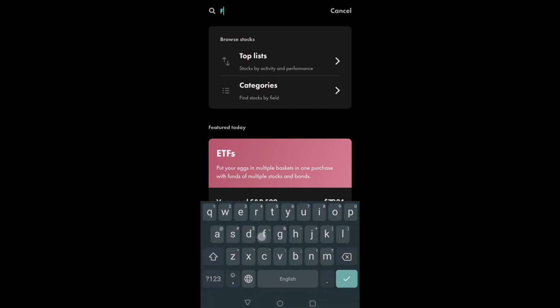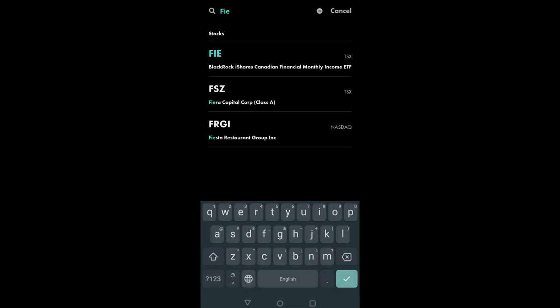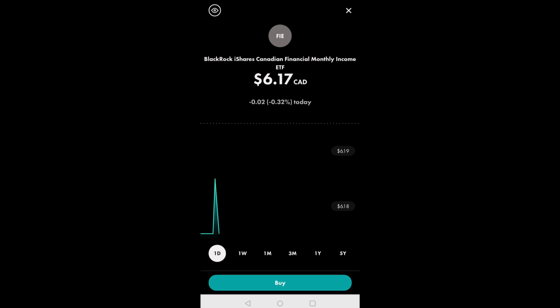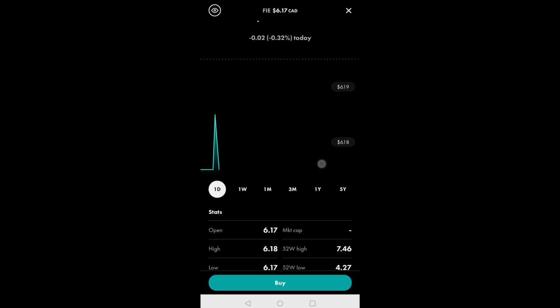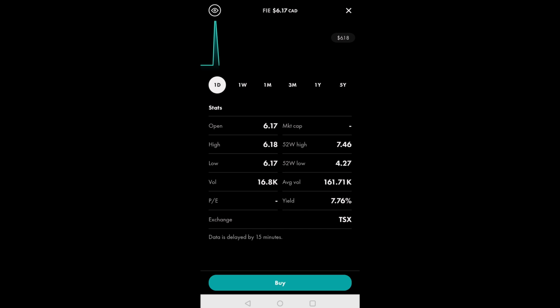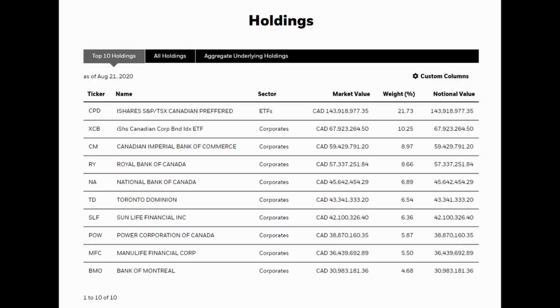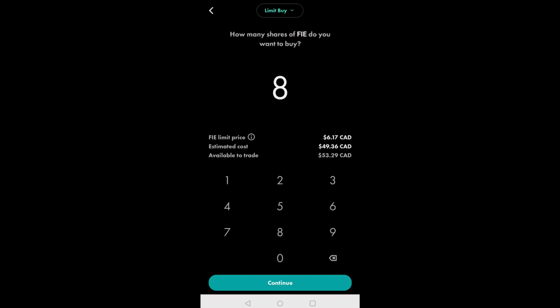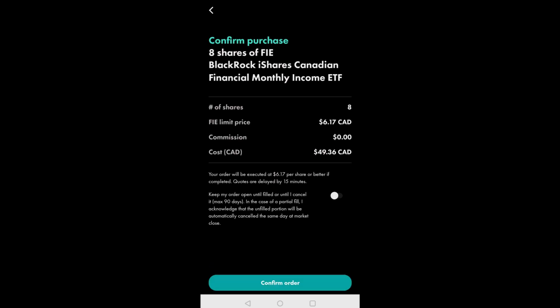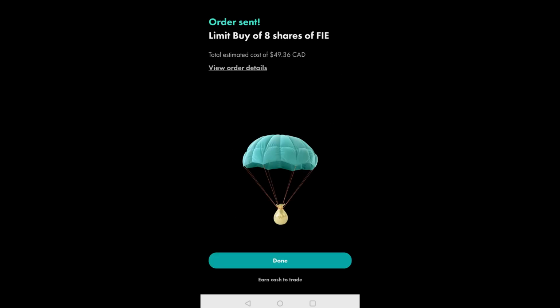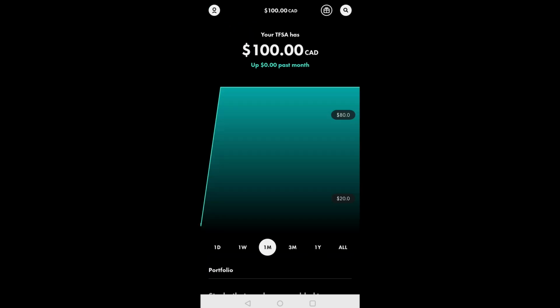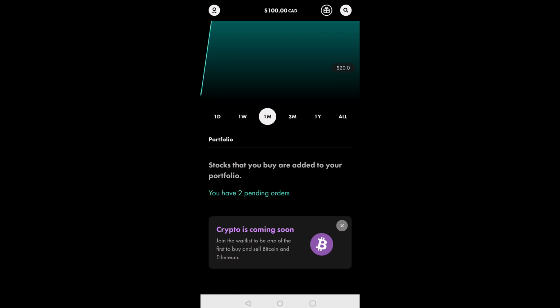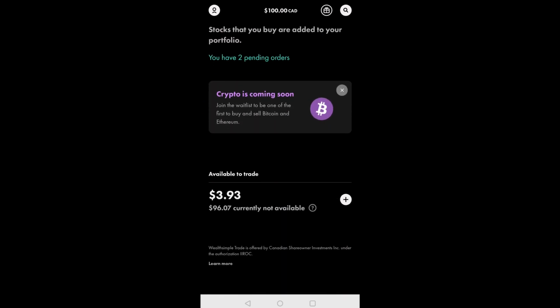Now let's buy an ETF, and the process is very similar. FIE is a finance ETF which consists of banks and insurance companies. You can go to see the exact distribution of the fund. I will do a limit buy, type in the last known value, and buy 8 and hit buy. Now you can see there's 2 pending stocks and $393 left for me to buy stocks.